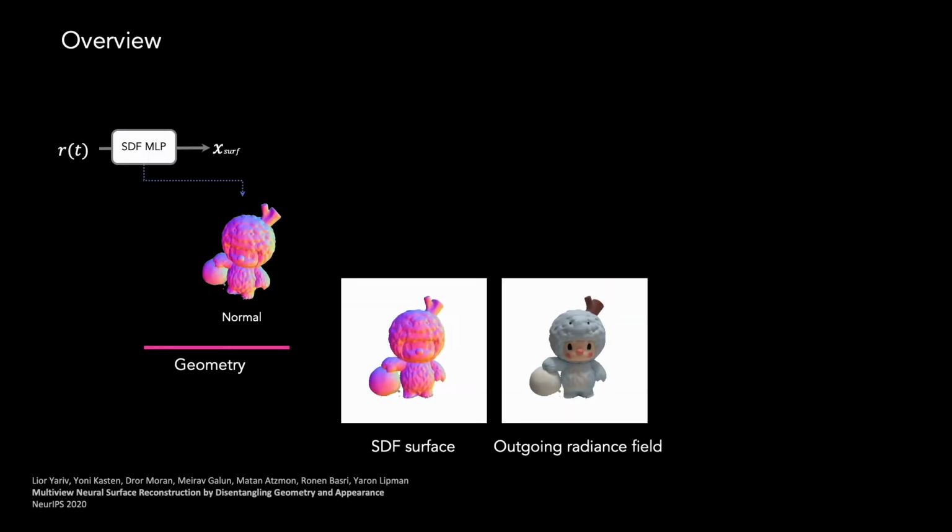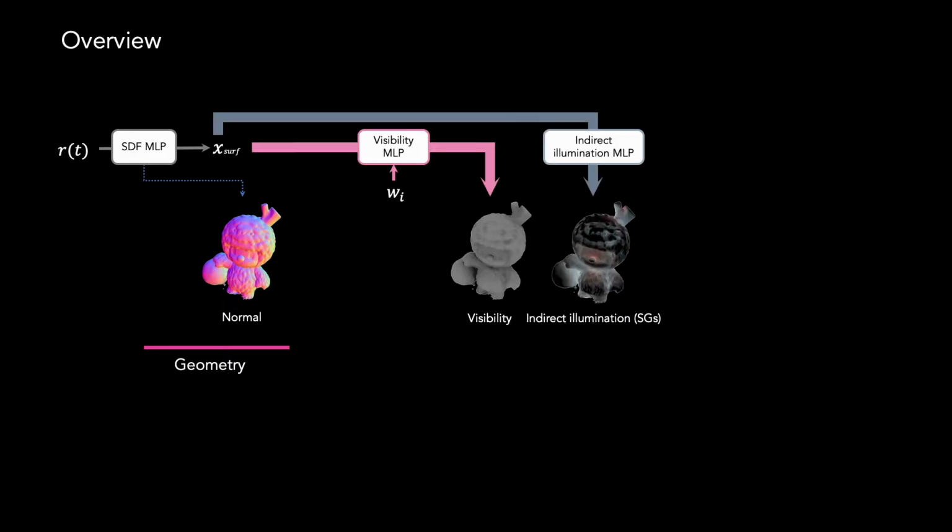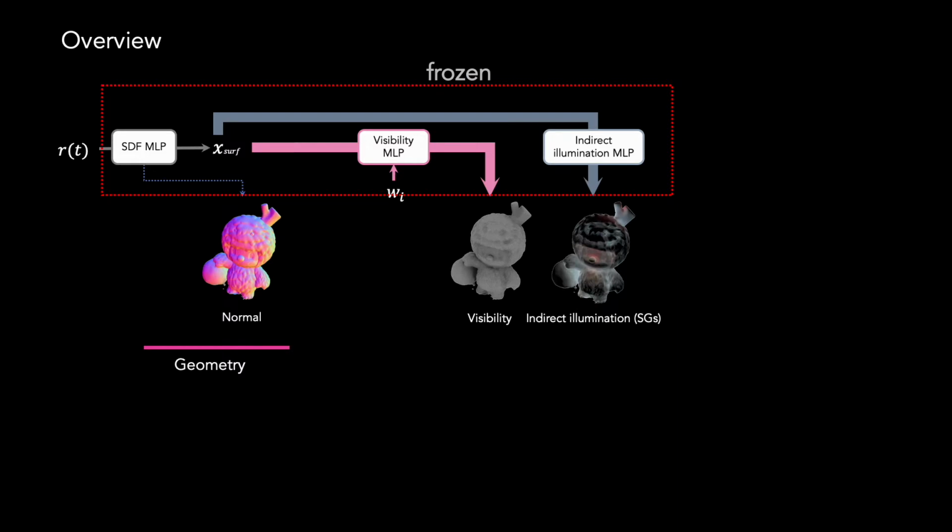Specifically, we first learn the SDF and outgoing radiance field of the object, both represented as MLPs using IDR. The surface normal is the gradient of the SDF. Then we draw sample rays above sampled surface points and train the visibility and indirect illumination MLP. These MLPs are frozen during forward rendering.